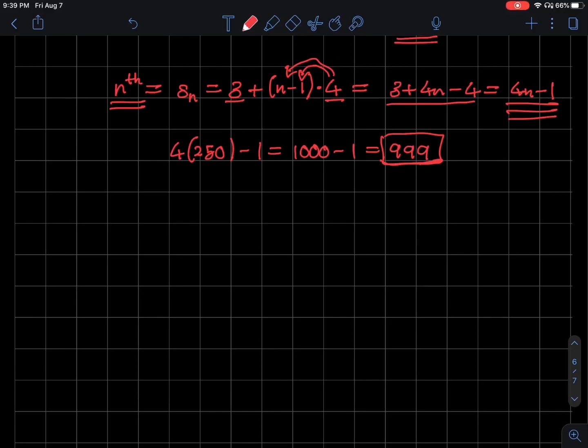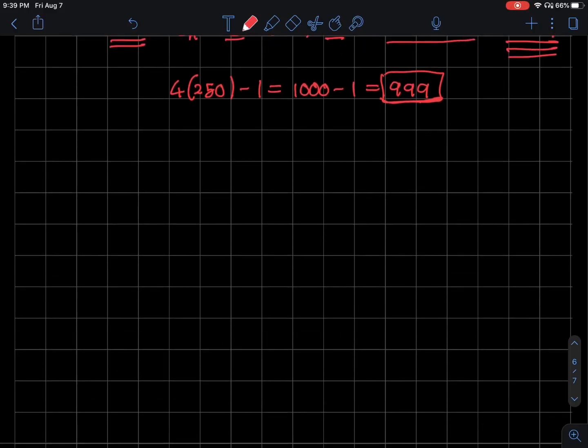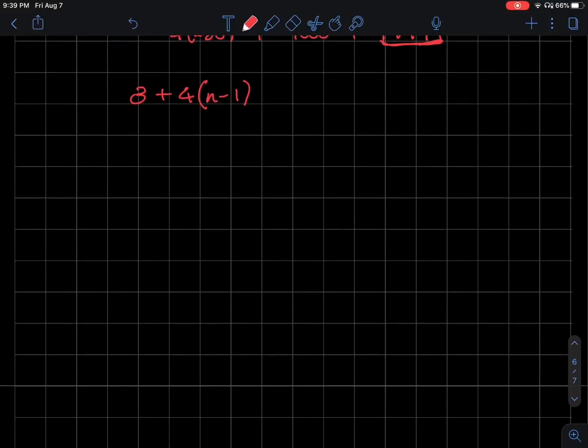idea. So now, actually, this formula is a simplified formula right here, but the actual way to write the formula, starting with the first term, would be 3 plus 4 into n minus 1. It would still give you the same answer. How do we get this though? The 3 here is the starting term, and the 4, well, what do you think that is? That's right, it's the common difference.